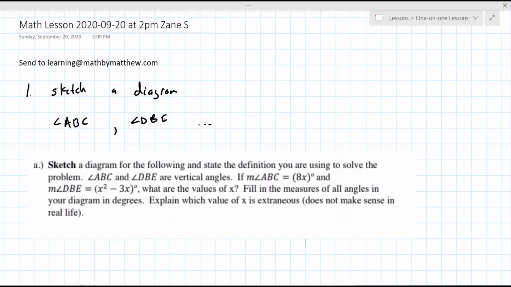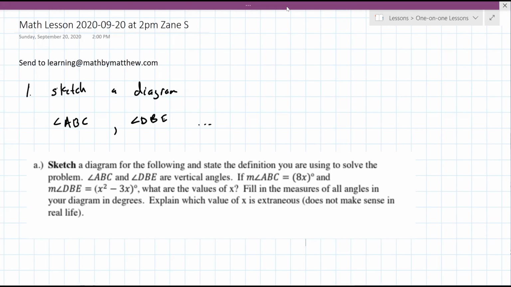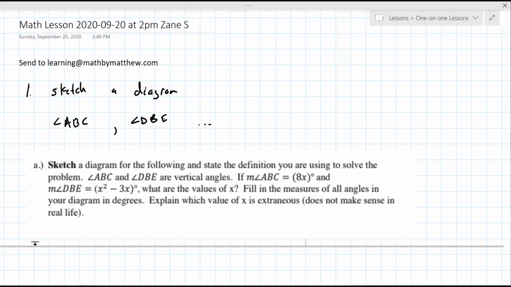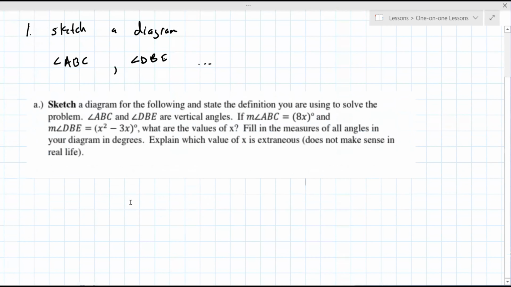All right, so sketch a diagram for the following and state the definition you were using to solve the problem. Did you try and make a picture? Yes, I did. I did make a diagram. Okay, so they're vertical angles.